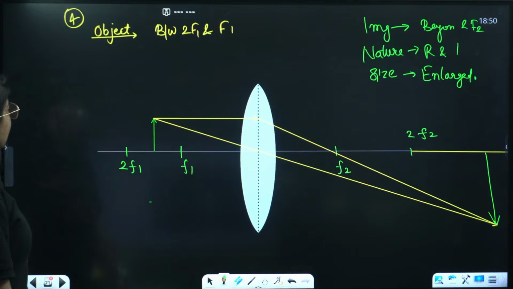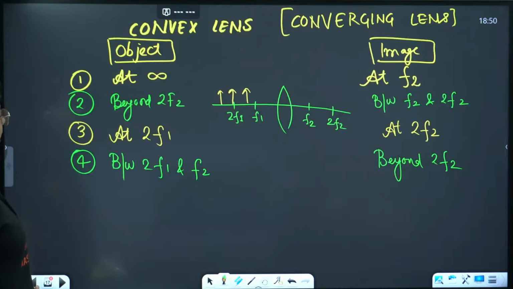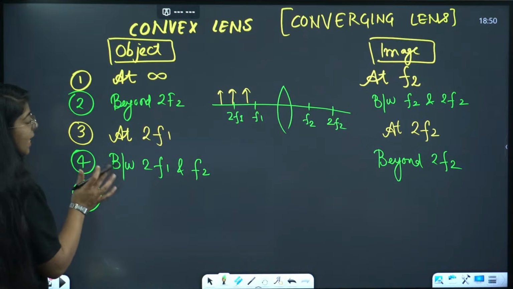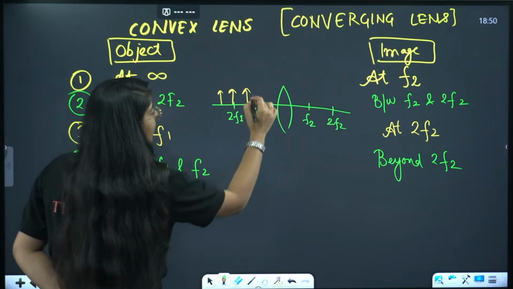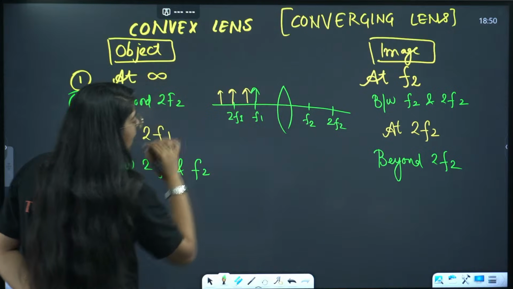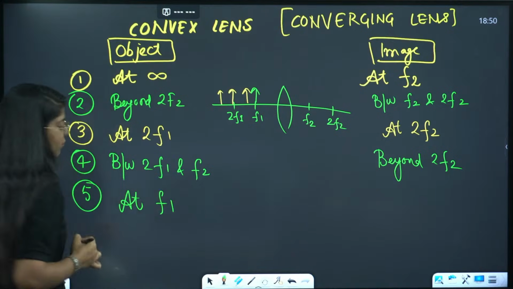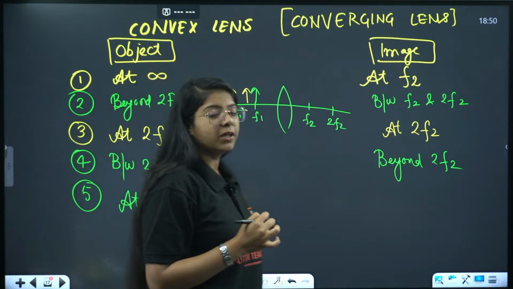Let's go. Next case, our fifth case. Now in the fifth case, we bring the object closer, and the object is now at f1. Where will the image be formed?